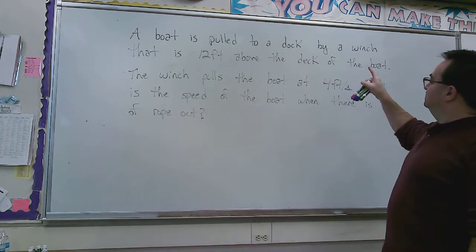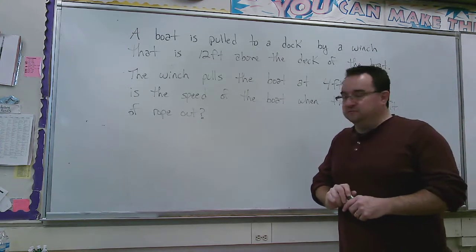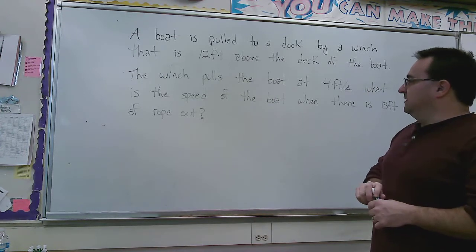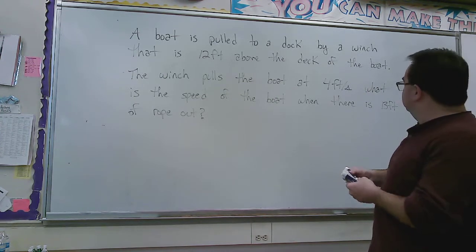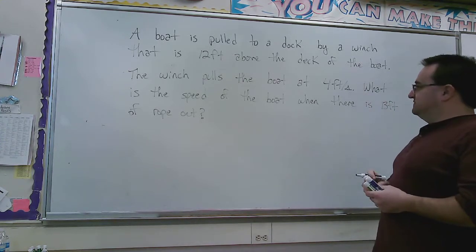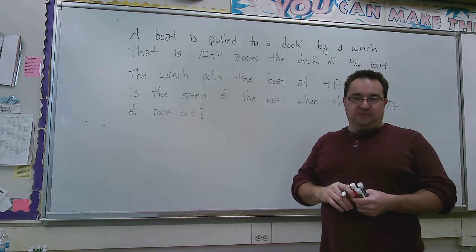A boat is pulled to a dock by a winch that is 12 feet above the deck of the boat. The winch pulls the boat at 4 feet per second. What is the speed of the boat when there is 13 feet of rope out?